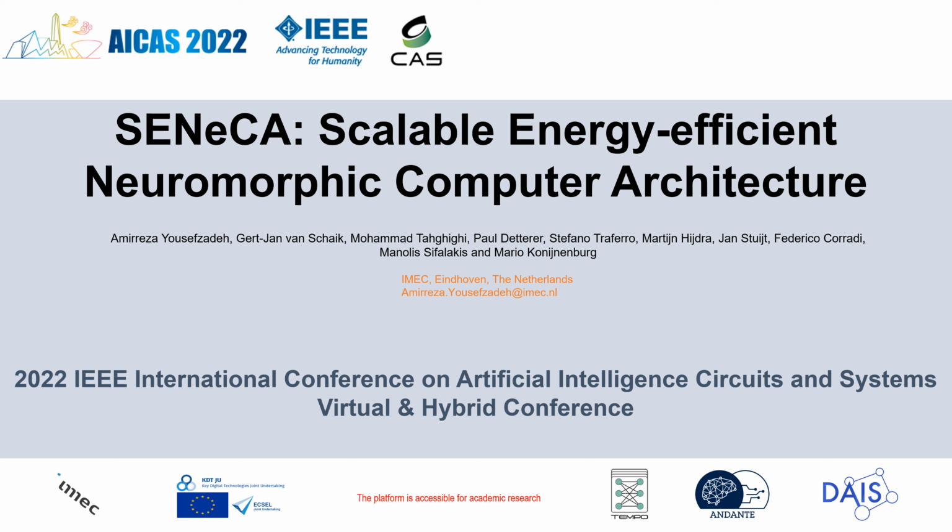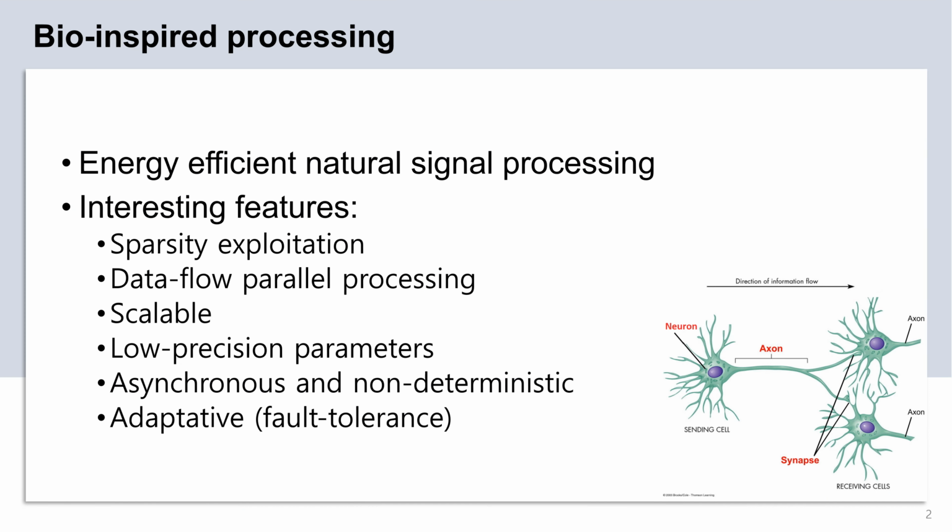This is a presentation for SENeCA, our scalable, energy-efficient, neuromorphic computer architecture. The goal of neuromorphic engineering is to build energy-efficient computers that behave like biological brains. Therefore, here in SENeCA, we decided to include some interesting features like sparsity exploitation, data flow parallel processing, which is scalable, processing on low precision parameters, asynchronous and non-deterministic processing, and adaptivity.